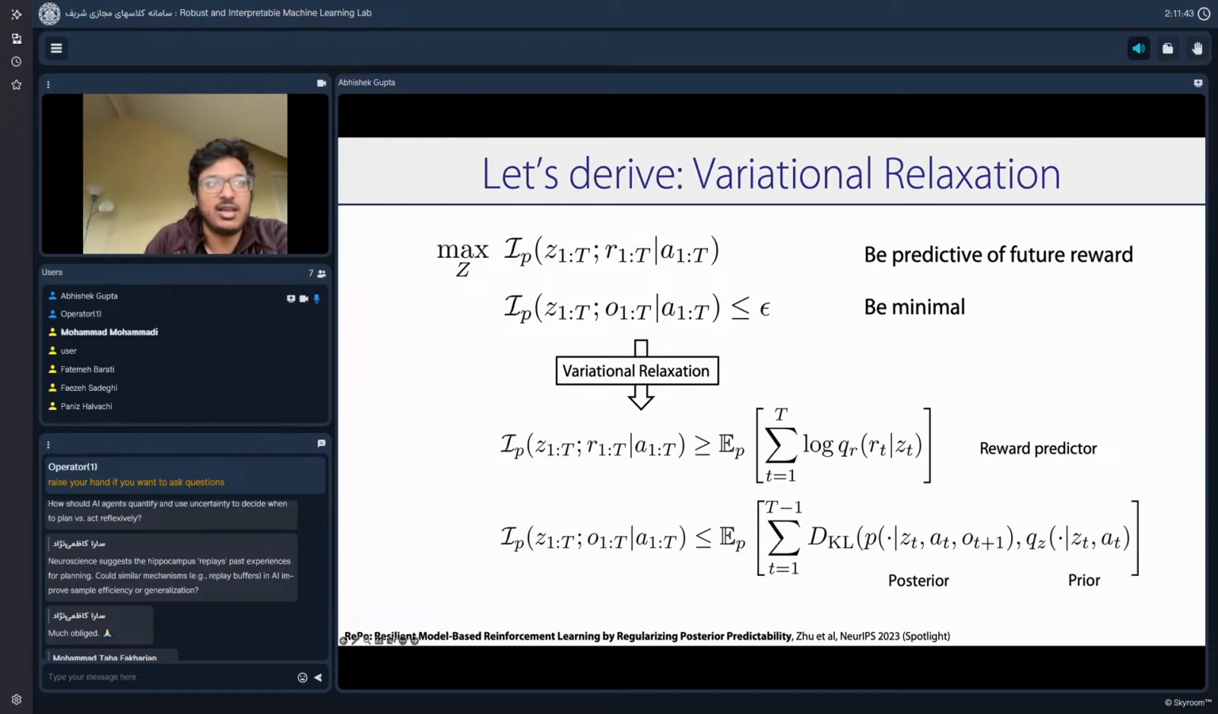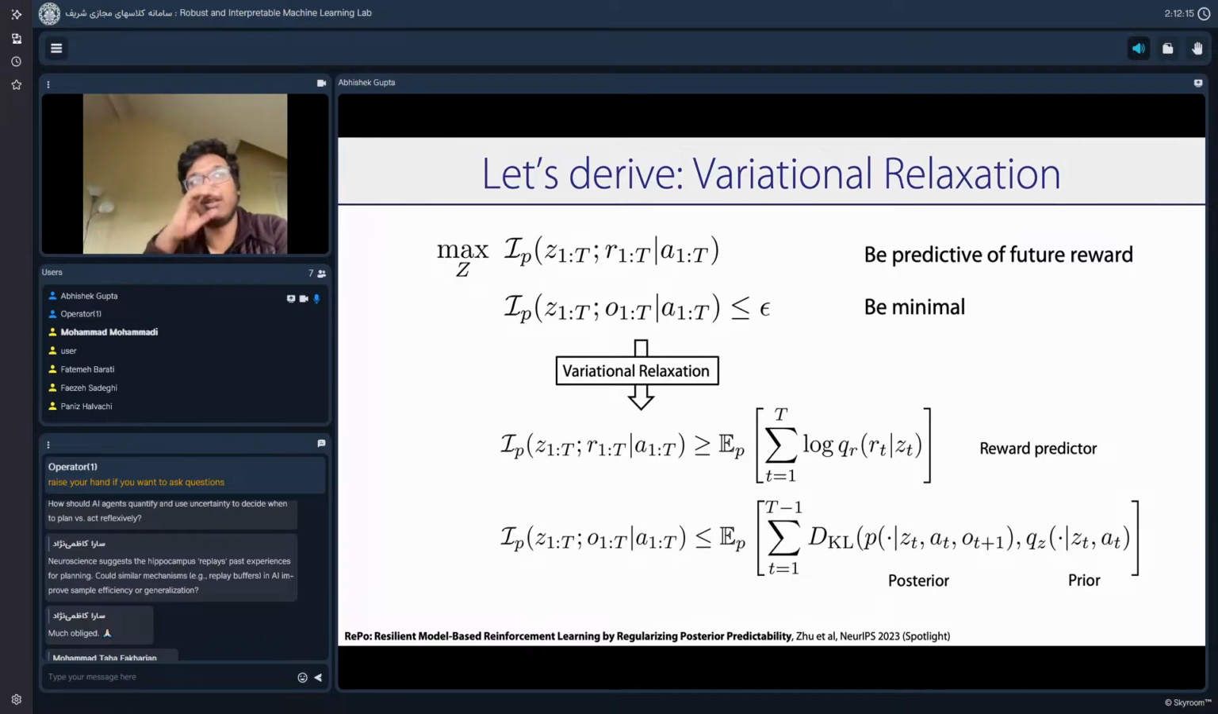The second objective is saying you want latents that are minimally reflective of the observation. This one's a little harder to understand, but we'll unpack it in the next slide. You can think of it as if you had a prior, which takes in Z and A and predicts future Z, and a posterior, which takes in Z, A, and a future observation and then predicts Z at t plus 1. You want those two to be as close as possible to each other. We'll skip the algebra, but I'll walk through what this means intuitively.